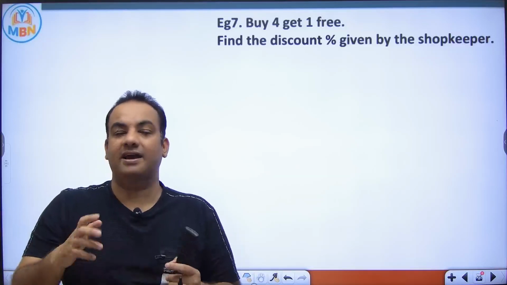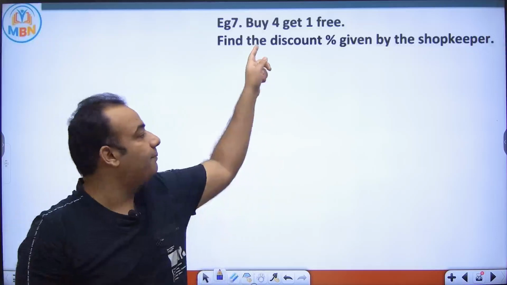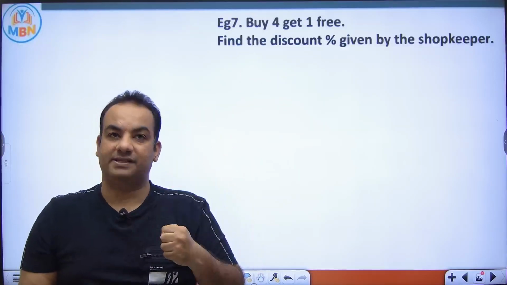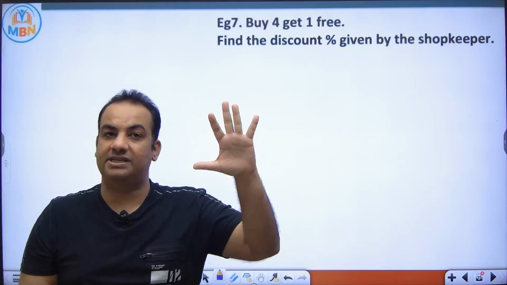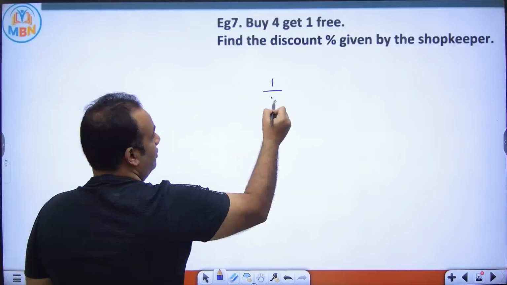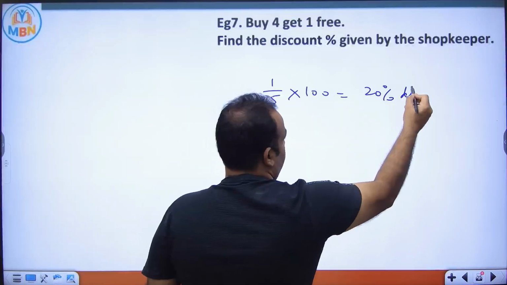But suppose next day again I go to the shop and I want to purchase 5 pens. But on that day there is an offer: buy 4 get 1 free. So I have to pay for 4 rupees, but I will get 5 pens. So the amount which I paid on the first day was 5 rupees. The next day I paid 4 rupees. So there is a discount of 1 on 5. So 1 by 5 into 100, that is 20%. 20% discount.